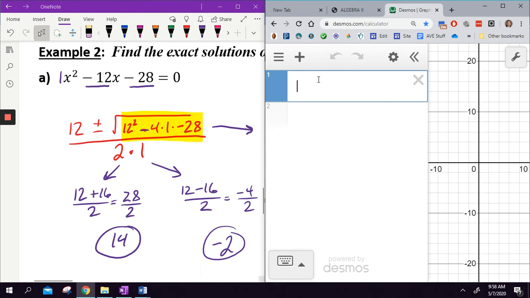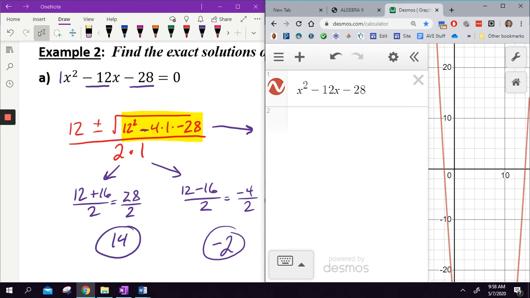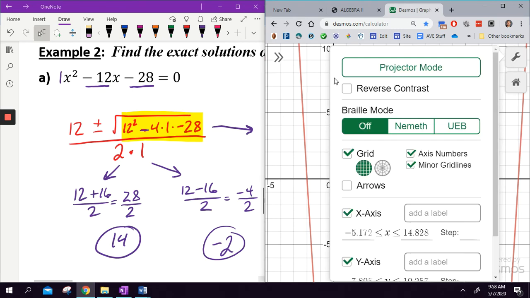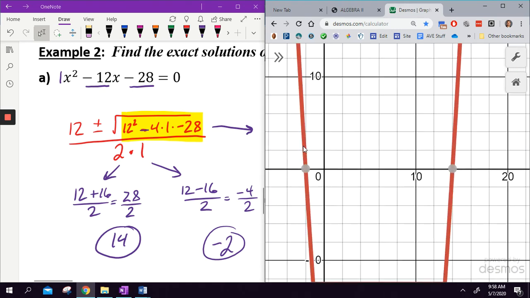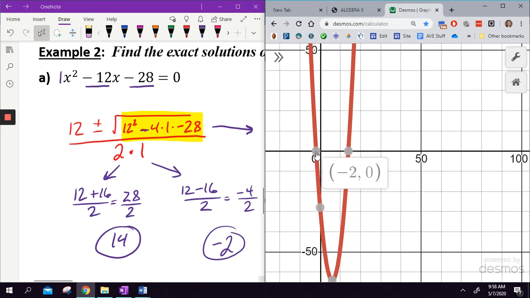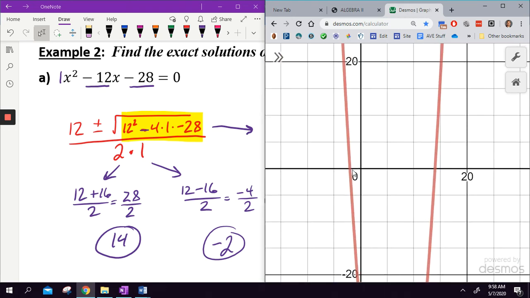Let's look at it. So x squared minus 12x minus 28. What we just found by doing this problem is where this parabola crosses the x-axis. If I zoom out far enough, it was a parabola because it was x squared. What we found by doing quadratic formula were the 2 places that we crossed the x-axis, the 2 x-intercepts.